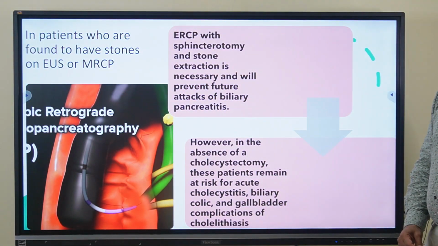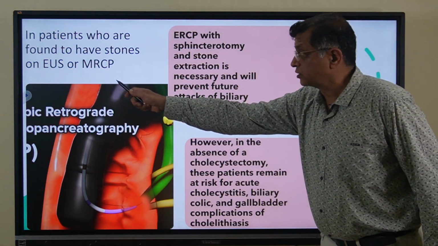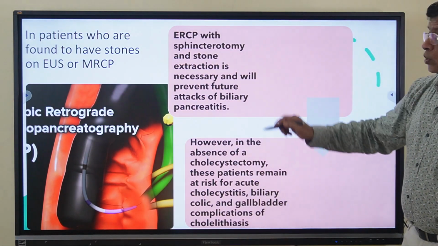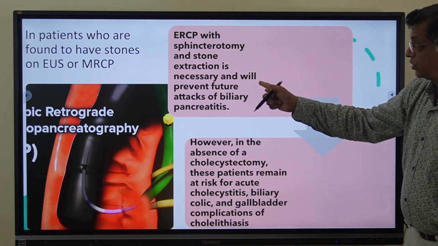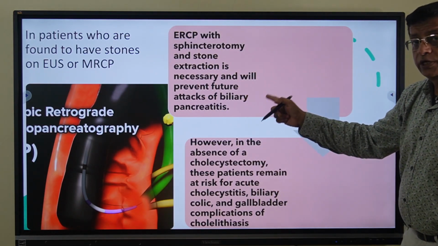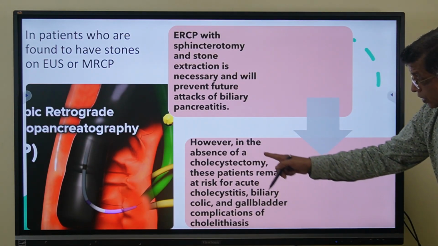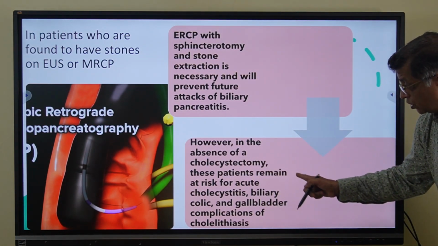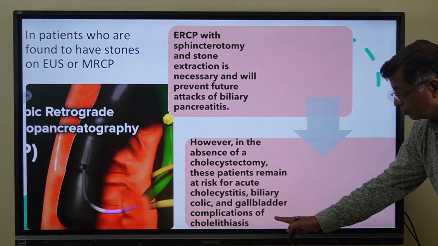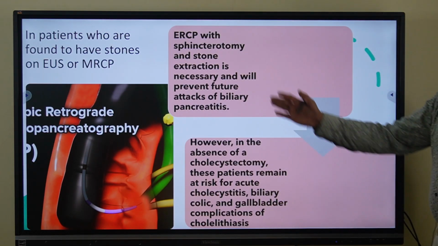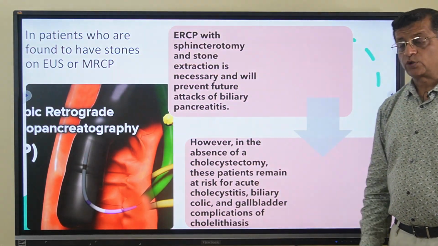In patients who are found to have stones on endoscopic ultrasound or MRCP, you have to do ERCP with sphincterotomy; stone extraction is necessary and will prevent future attacks of biliary pancreatitis. However, in the absence of cholecystectomy, these patients remain at risk for acute cholecystitis, biliary colic and gallbladder complications of cholelithiasis. So you are doing an ERCP, but later on it is better to do a cholecystectomy as well.